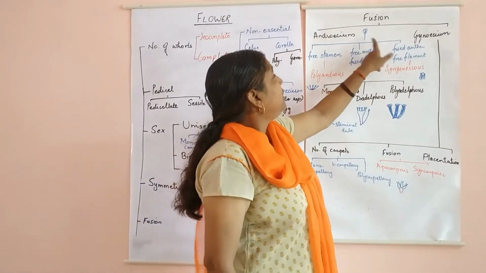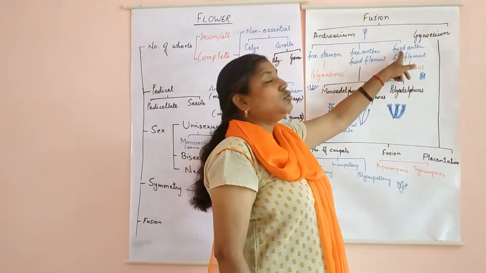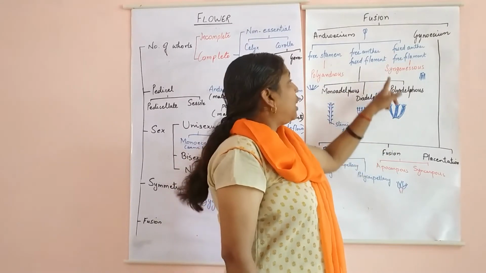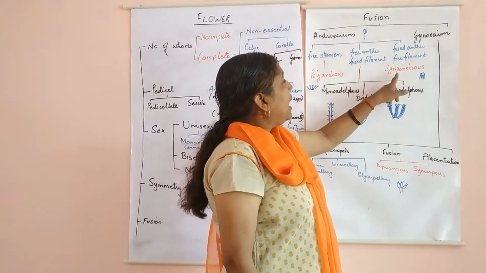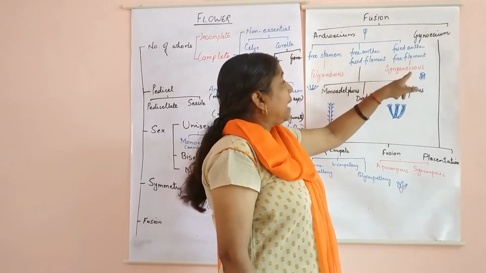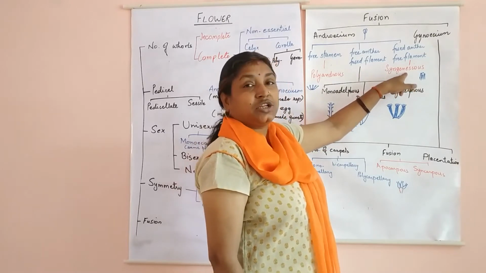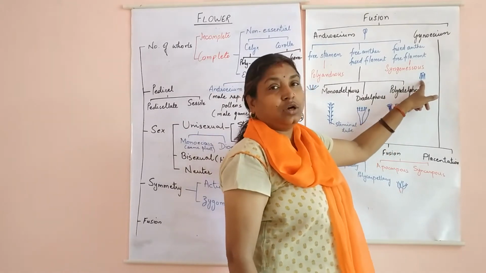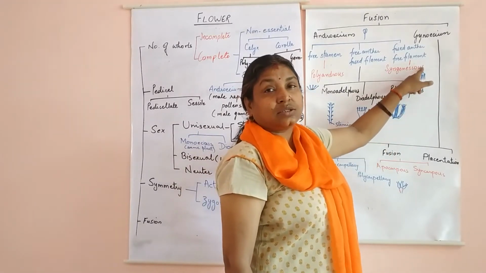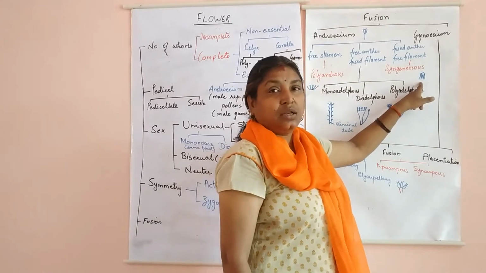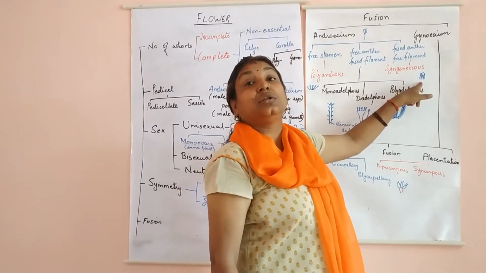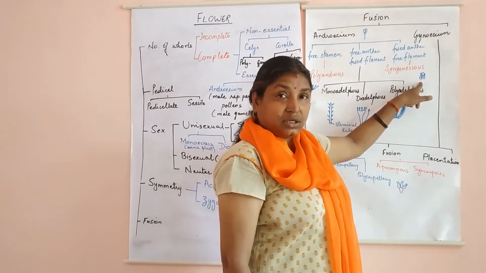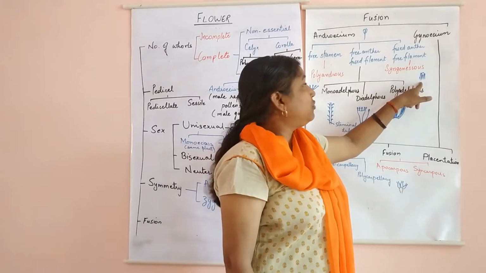Then another condition related to androecium is where the anthers are fused. Here you saw filaments were fused. Now you will see anthers are fused and filaments are free. That condition is known as syngenesious. And the androecium looks somewhat like this. All the anthers are fused and filaments are free. This you will see in sunflower. In sunflower, the anthers form the disc and the filaments are free.